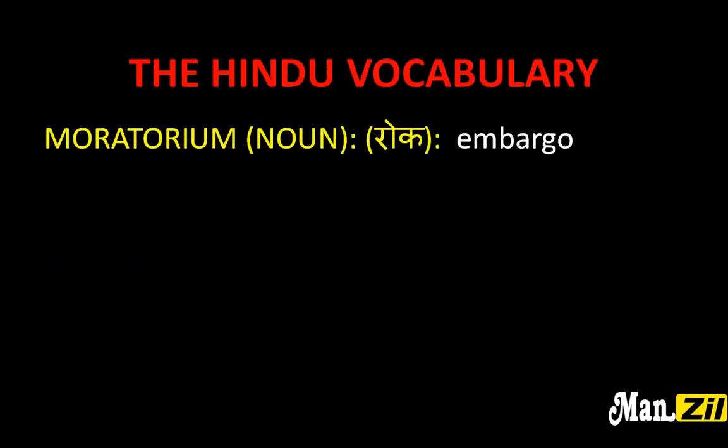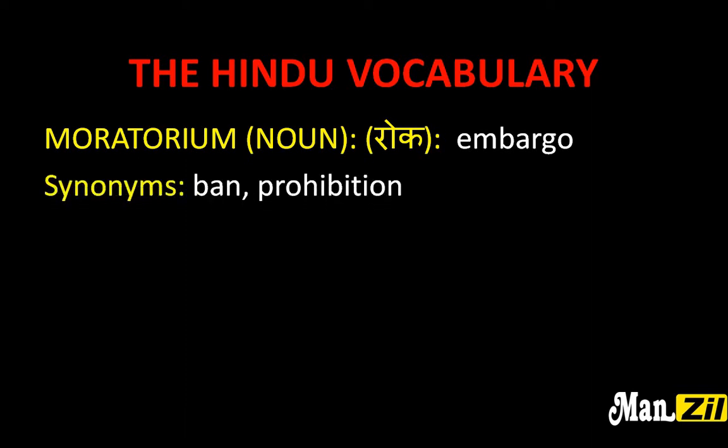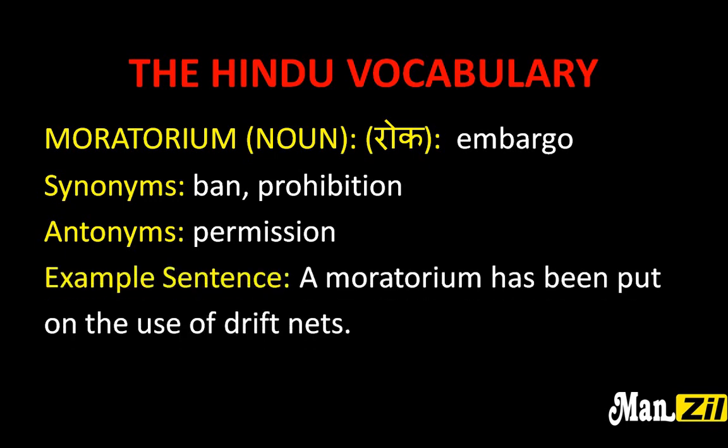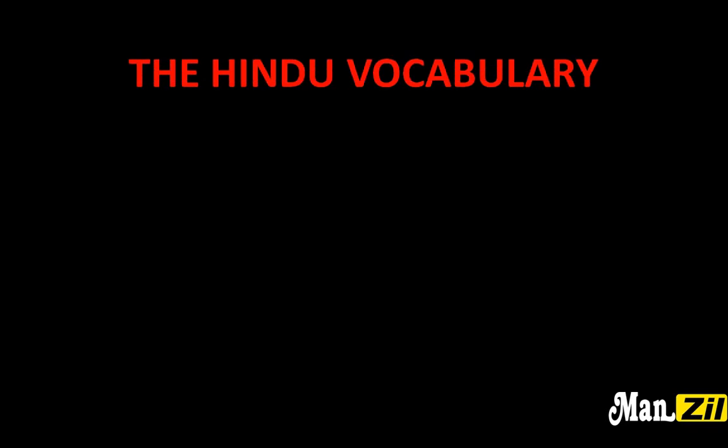Next is moratorium, which is a noun which means embargo or roke. Synonyms are ban or prohibition, and antonym is permission. Example sentence is: a moratorium has been put on the use of drift nets.